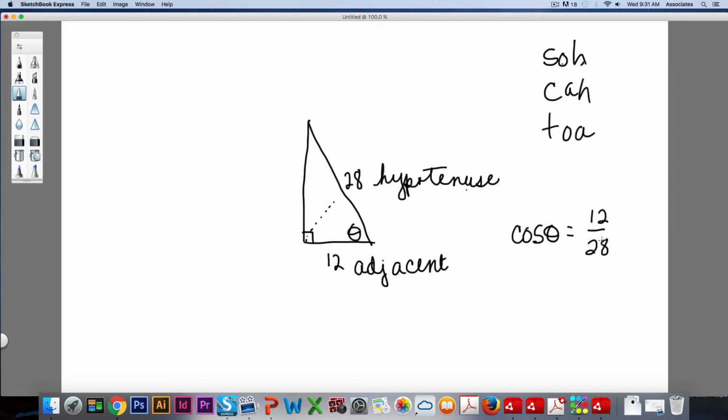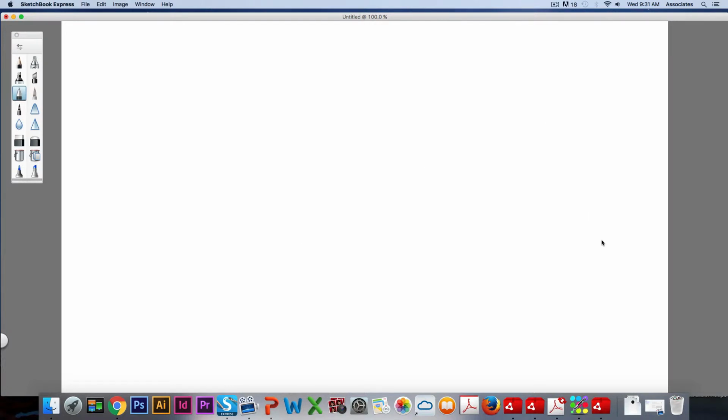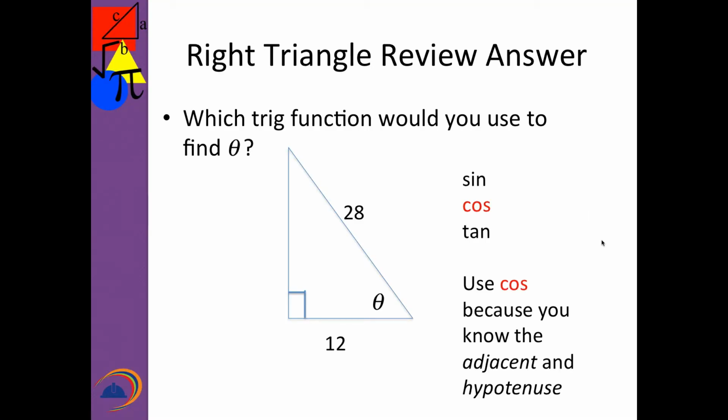So let's go ahead and clear this off. Let's go back to our PowerPoint. Yep, cosine, because we know the adjacent and the hypotenuse. So once you remember which one to find, we can set up the equation.